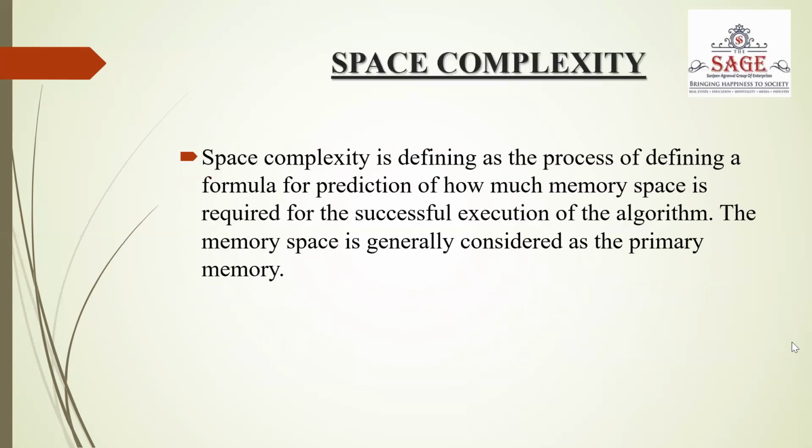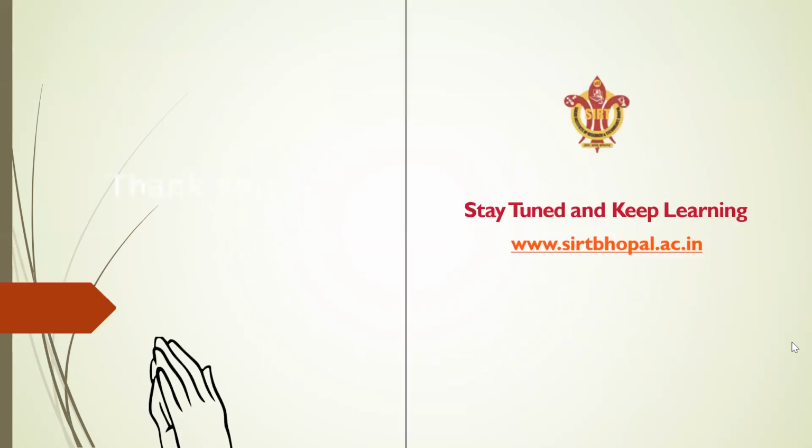Now, the next type of complexity is space complexity, which is defined as the process of defining a formula for prediction of how much memory space is required for the successful execution of an algorithm. The memory space is generally considered as the primary memory.